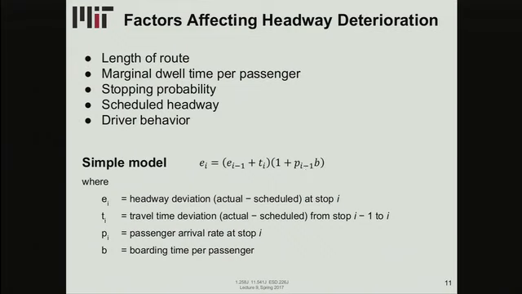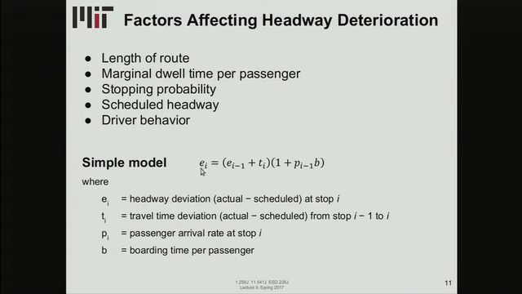So we have that the headway deviation at some stop. Here we're thinking about a scheduled headway and the actual headway you see. So if service is running exactly on time, EI is 0. If that bus is delayed, then EI is positive. And if it's running early, EI is negative.